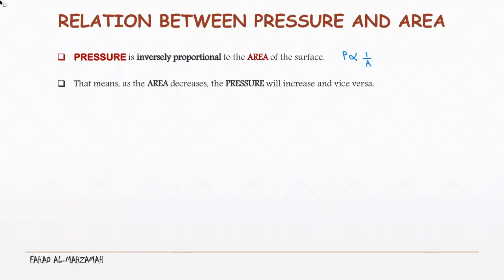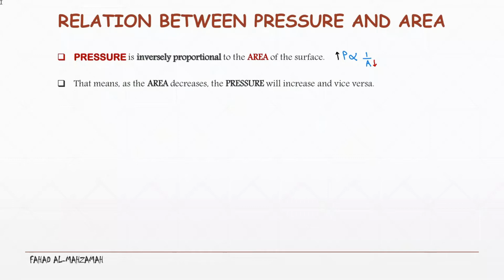So that means as the area decreases, what will happen to the pressure? It simply increases because they have an inverse proportion. Now, is there any application, Shabab, for some high pressure needs? I mean, is there any application where we need to have high pressure?